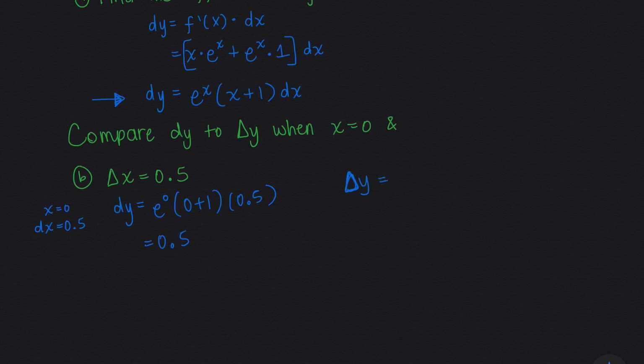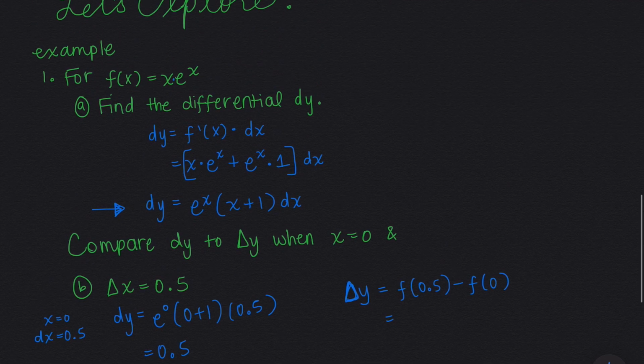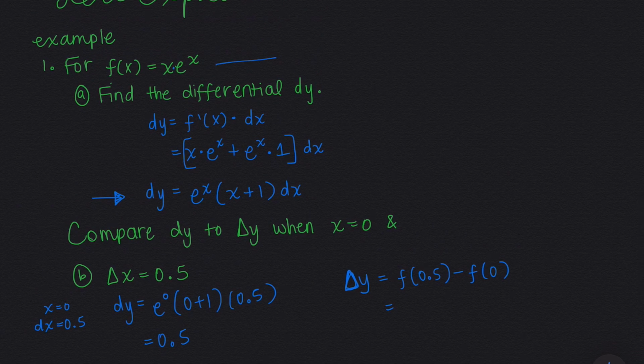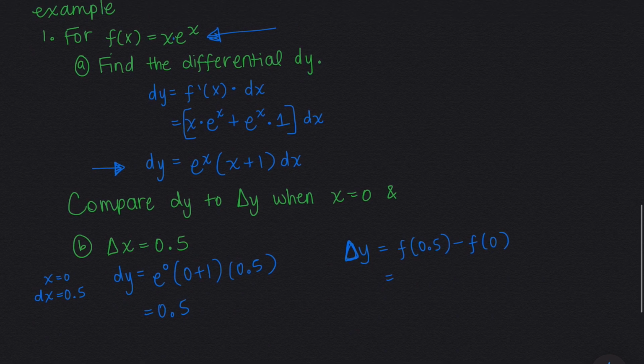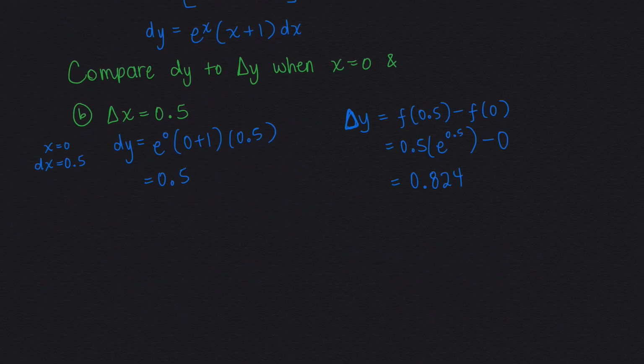Now, the question is asking us to compare that to the actual change in y. To find the actual change in y, we subtract the y values, right? So we would subtract f of 0.5 minus f of 0. We'd have to look at our original equation up here. We're plugging in, so we have 0.5 times e to the 0.5 minus 0, which gives us 0.824. Now, if we compare these two values, they're not quite that close to each other, right? There's a little bit of a margin of error here.